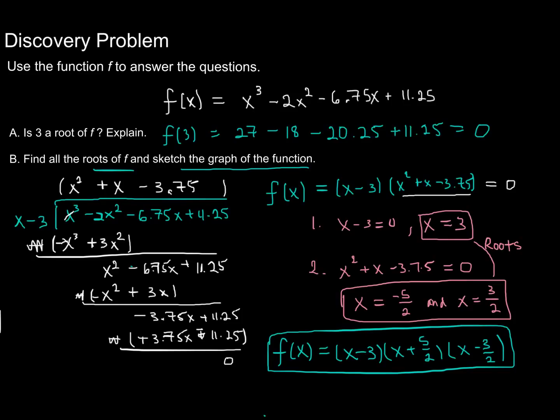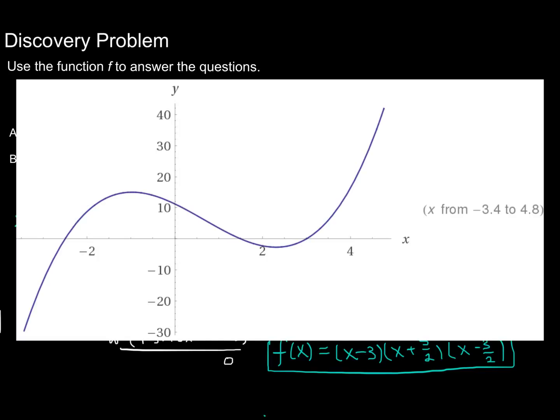All right, let's go ahead and take a look at the graph. As you can see, the right end behavior is increasing, the left end behavior is decreasing. I have the roots negative 2.5, positive 1.5, and positive 3. And the function is crossing over the x-axis, going from negative to positive, then positive to negative, and negative to positive at each of the roots.